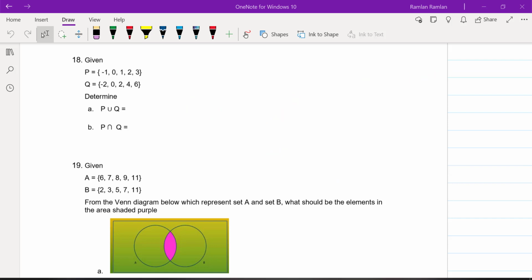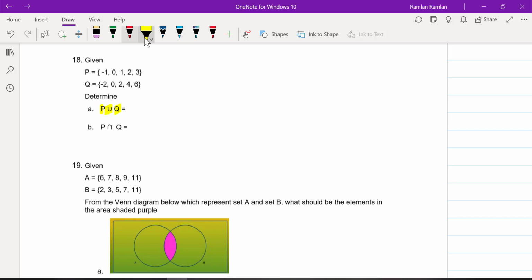Okay, number 18. Given set P equals minus 1, 0, 1, 2, 3, and set Q equals minus 2, 0, 2, 4, 6, determine question A, P union Q, and question B, P intersection Q. You can see that this symbol over here is union. Union means that you only need to combine all of the elements from those sets, so we combine all of the elements of set P and set Q. Just remember that every time you see an element that is the same, you only need to write it down once.